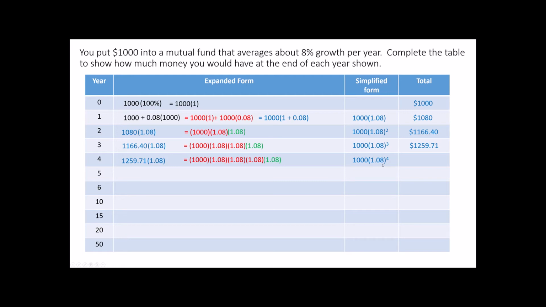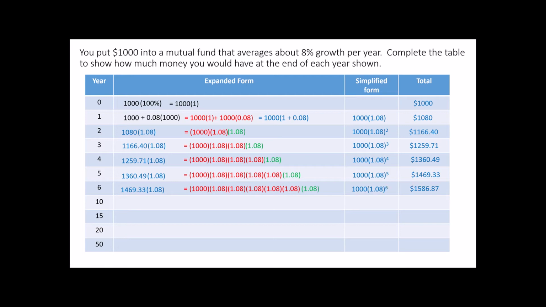$1,000 times 1.08 four times is $1,360.49. Now, I can keep doing this, and every year I just stick on another times 1.08, and I get a new value. Do it again. 1.08. That's 1,000 times five 1.08s is what I started the year with. Multiply it by another one, and I get 1586.87.